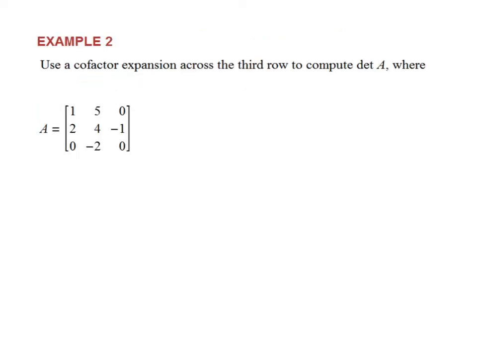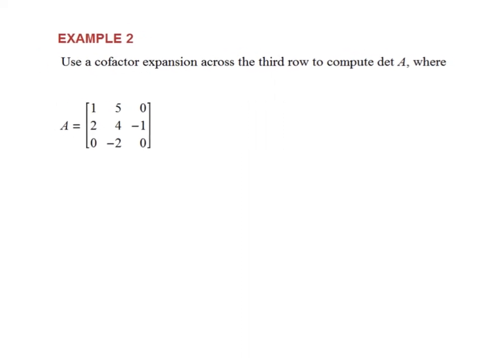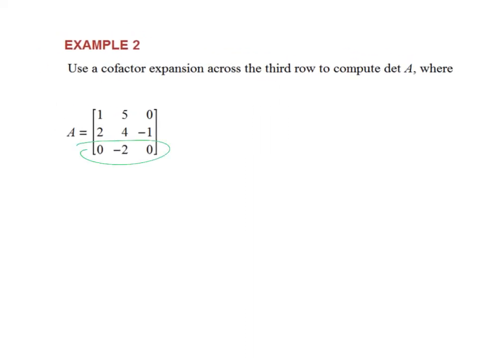In this example, we are going to use that cofactor expansion and go across row 3 to find the determinant of A. Notice row 3 has a couple of zeros in it. So we'll write the determinant of A is equal to, I'm going to take this first entry, 0 times the determinant of the submatrix formed by deleting that row and column, 5, 4, 0, -1.